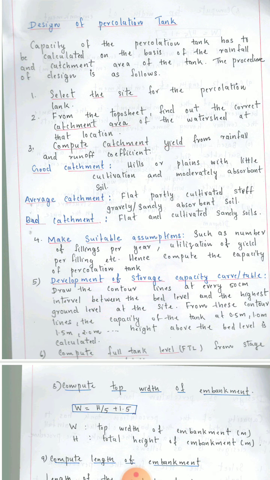First, select the site for the percolation tank. Means the site selection has to be done. Second, from the topo sheet, find out the correct catchment area of the watershed at that location. Depending upon the geomorphology, we will decide the place where we can easily construct. Third, compute the catchment yield from rainfall and runoff coefficient. Means how much yield the particular area will be giving will be calculated depending upon the rainfall and runoff coefficient. So this is the procedure by which the design of the percolation tank can be decided.